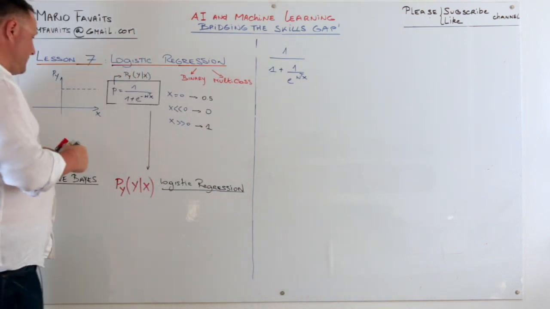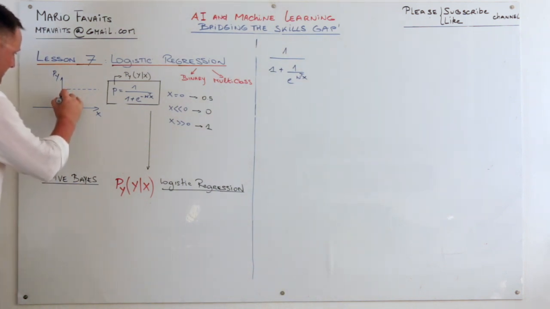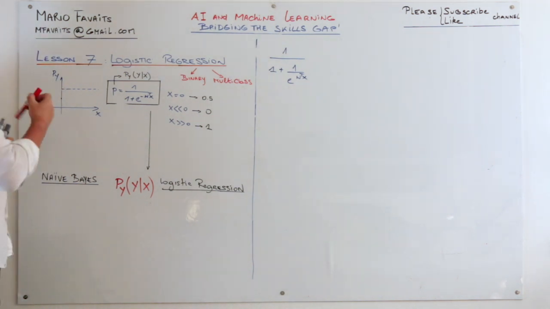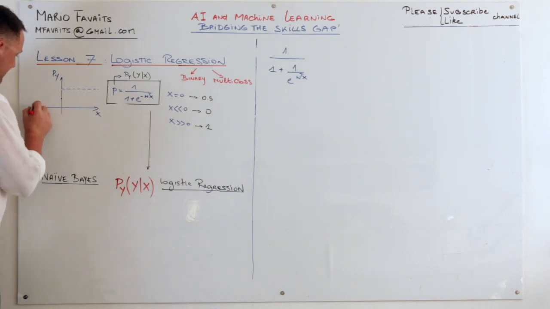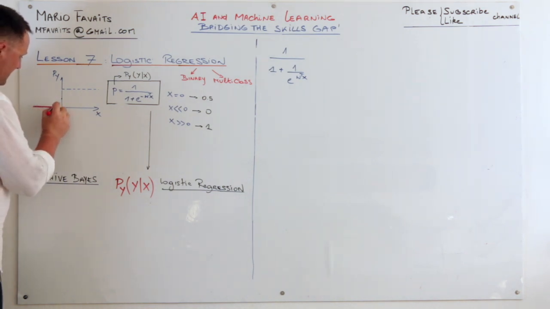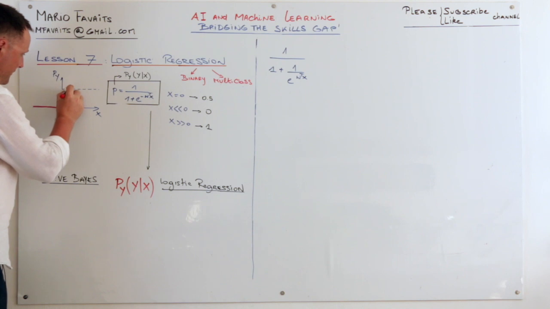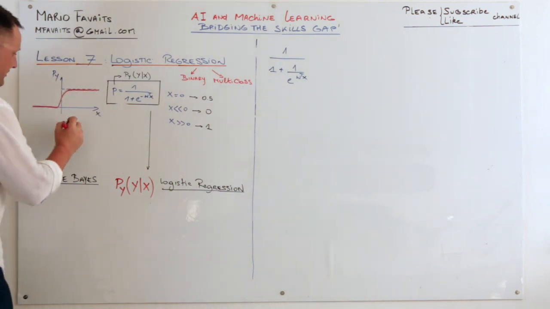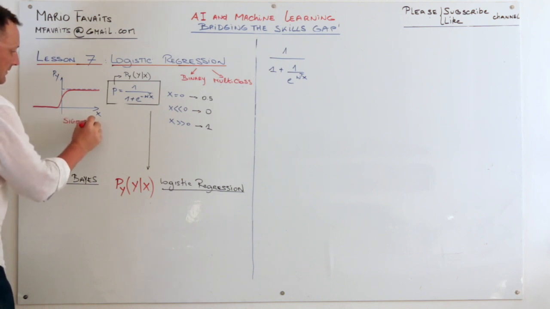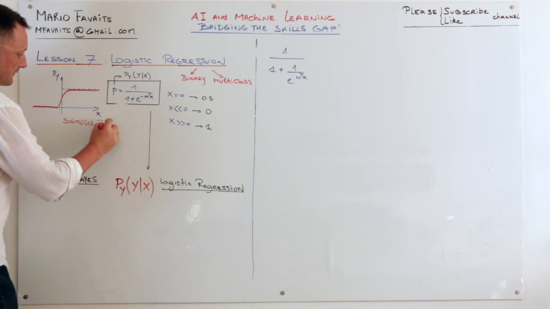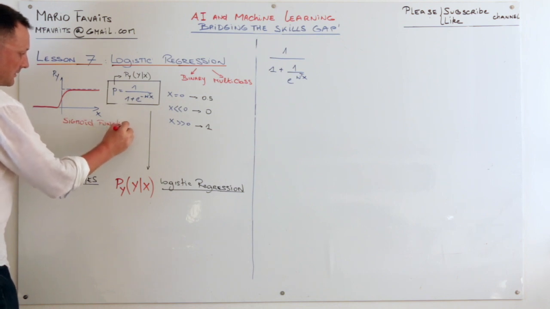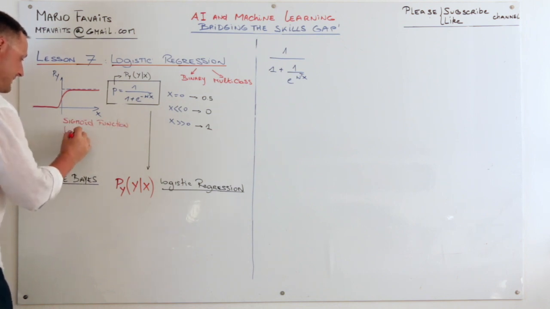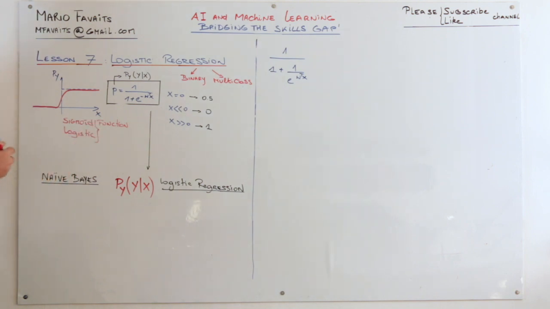Okay? So the function that we actually draw is going to be like this. We have 0, and then we move through half, and we come like this. This function is called the sigmoid function, or also called the logistic function.